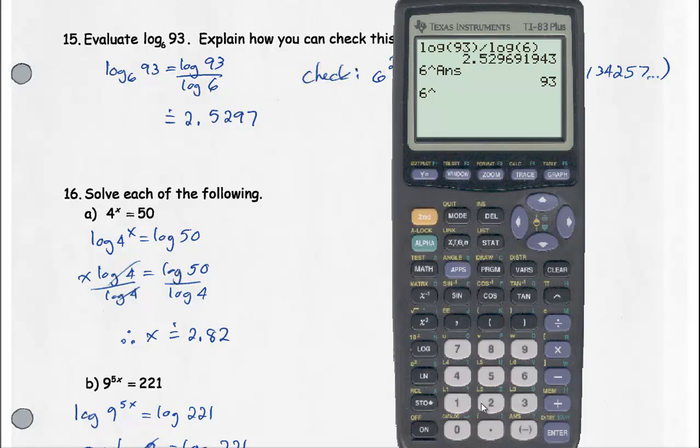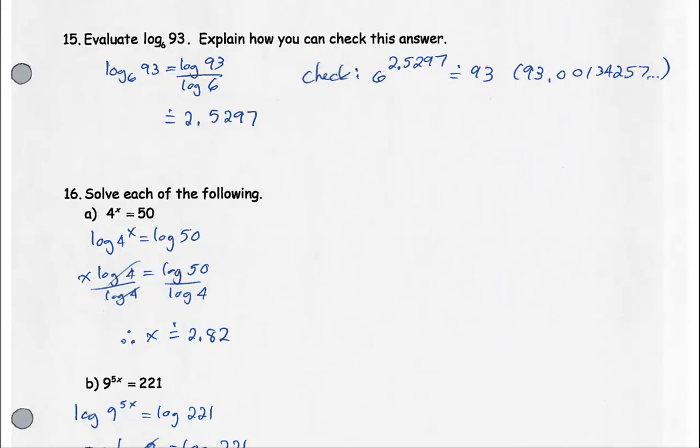If I type in 6 to the power of and use a few decimal places, it'll be close, but not exact. 93.5297, yes. Pretty close to 93. So that's how you can check that that is correct.